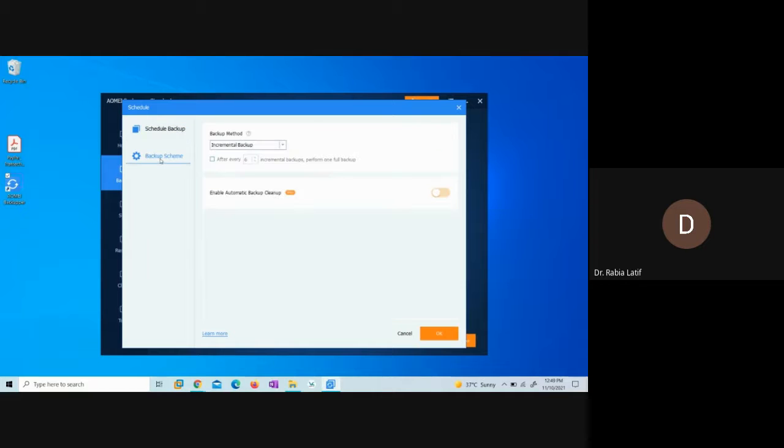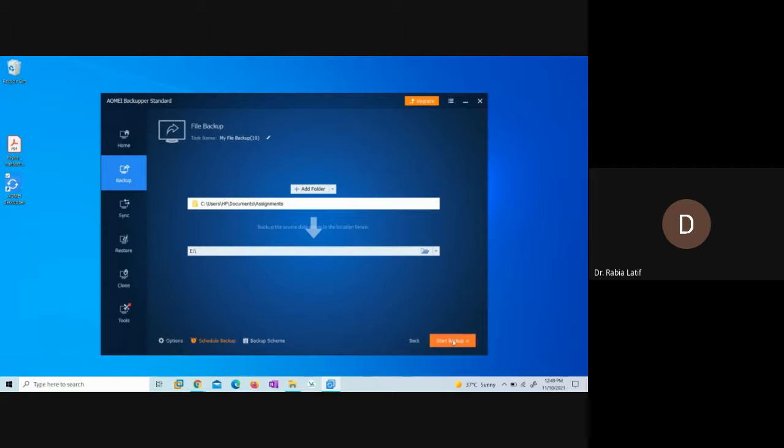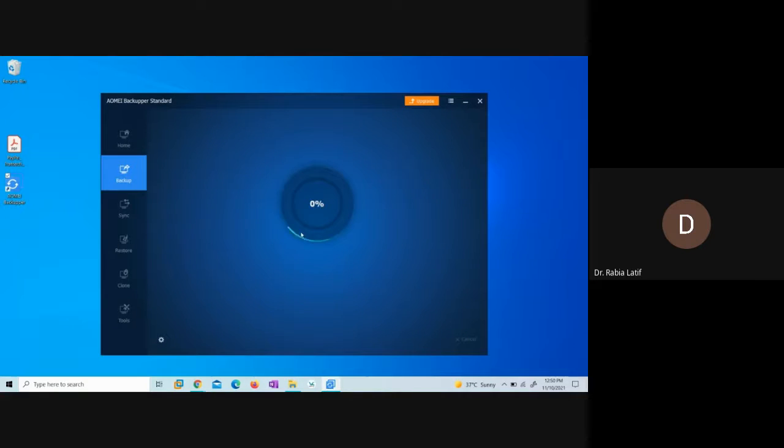Then backup scheme. Again, this is very, very important: which scheme you want to use. As I told you before, either you can go for the full backup, the complete backup every day. This is not a good option, as it is resource consuming and time consuming if your file is very large. Incremental backup is a very good option. You just take the increment of that particular day's additions and alterations. Third is differential backup, but it is not allowed in the standard version. So we will go for the incremental backup. Then click OK. Now let's start the backup. So my system is taking the backup.